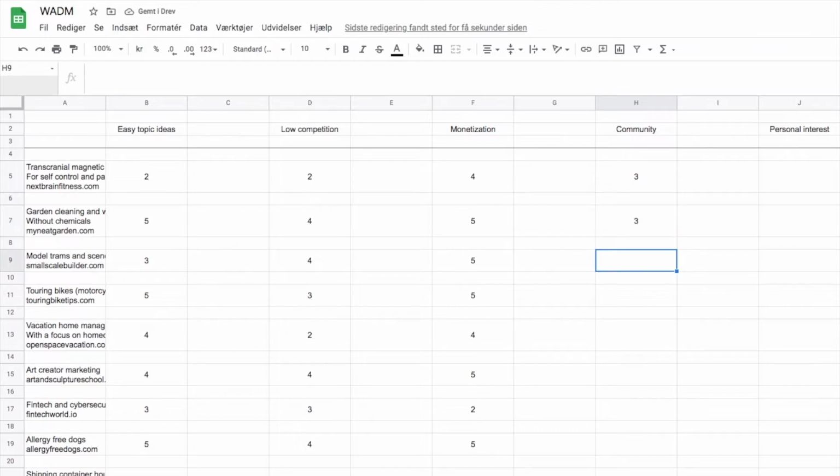Model trains is definitely going to be a community rich area, and people will travel long distances to get to conferences. I will just skip to this one because I know that this is not something that people will travel to conferences for, but there is a lot of Facebook communities around this. So yeah, I'm going to give this a high number and I'm going to fill in the rest of the list now. And then for the personal interest, this is just for you. I'm going to fill it in with numbers just for me.